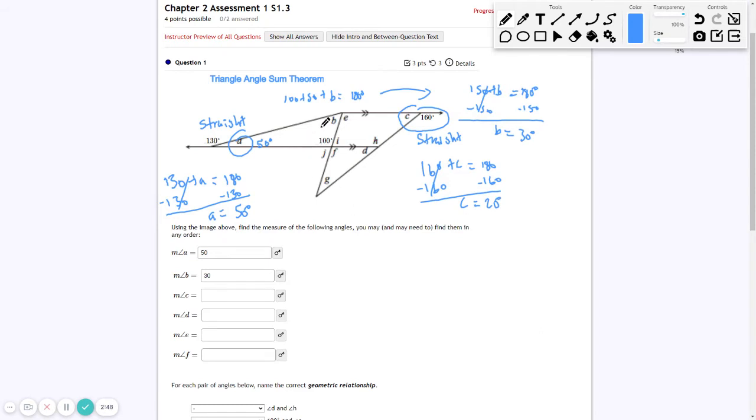So I'm actually going to write these out. I forgot. So B is 30 degrees. C, what we just found, is 20 degrees. So keep going here. Now, angle D.